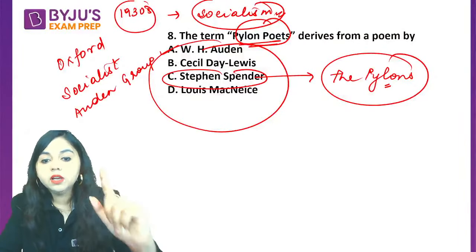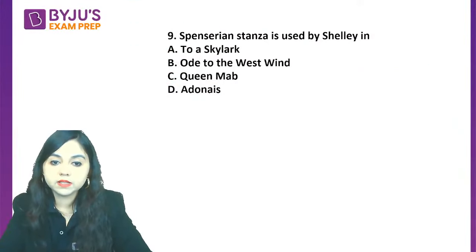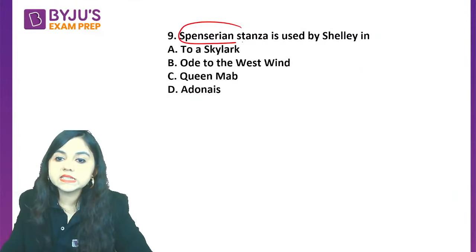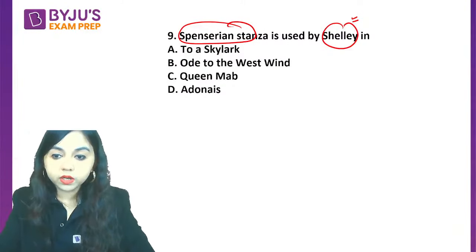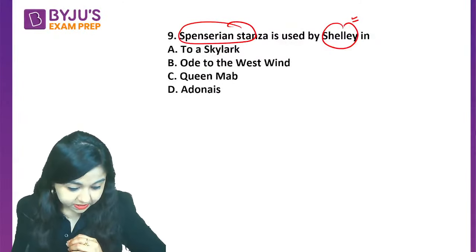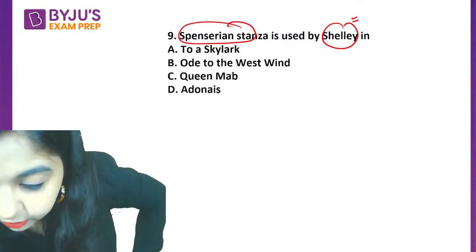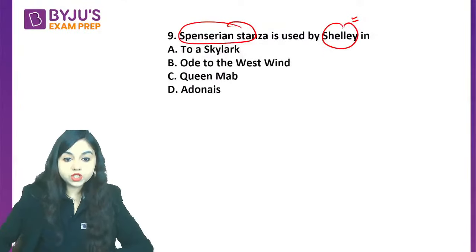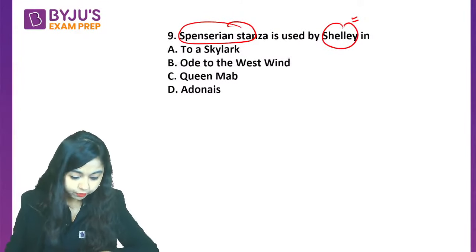Excellent, bang on, right. Let's move on to the next question and see how many of you are able to get the right answer here. The Spenserian stanza is used by Shelley in which work? In which work are we able to see that Shelley is managing to use the Spenserian stanza form?